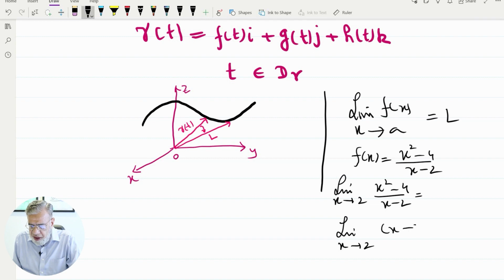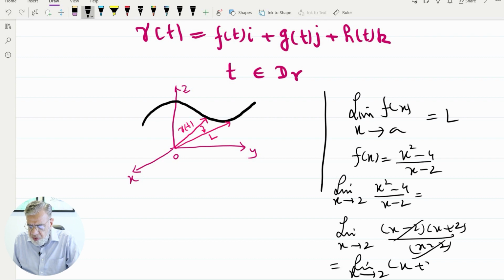We factorize: x minus 2 times x plus 2 over x minus 2. So x minus 2 is cancelled, and we can write this as the limit as x tends to 2 of x plus 2, which is 2 plus 2 equal to 4. So sometimes we can't find the value, but we can find the limit. So we can apply the same idea to find the limit of the vector value function.